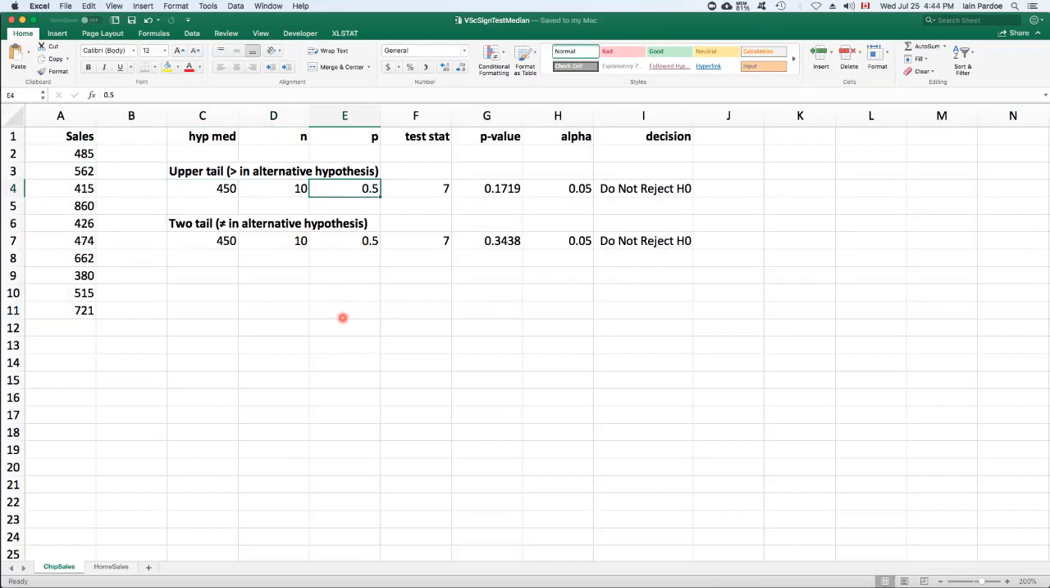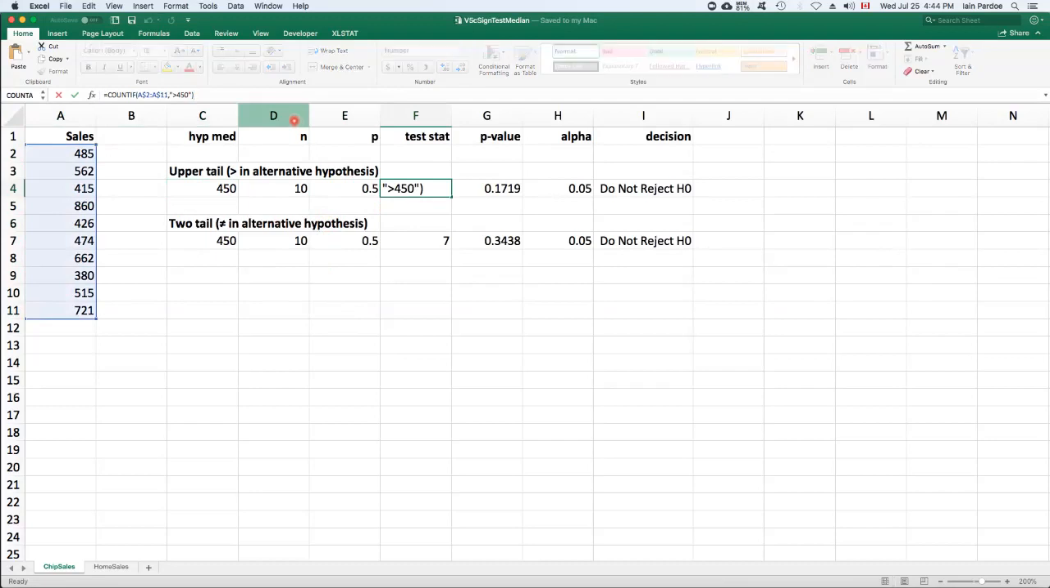We could think of this as a hypothesis test about a binomial probability, P, and the null hypothesized value is 0.5. Our test statistic is simply a count of the number of sample observations that are bigger than the hypothesized median, 450. So that's what this function does here. It counts the number of observations bigger than 450, and there's 7 of them.